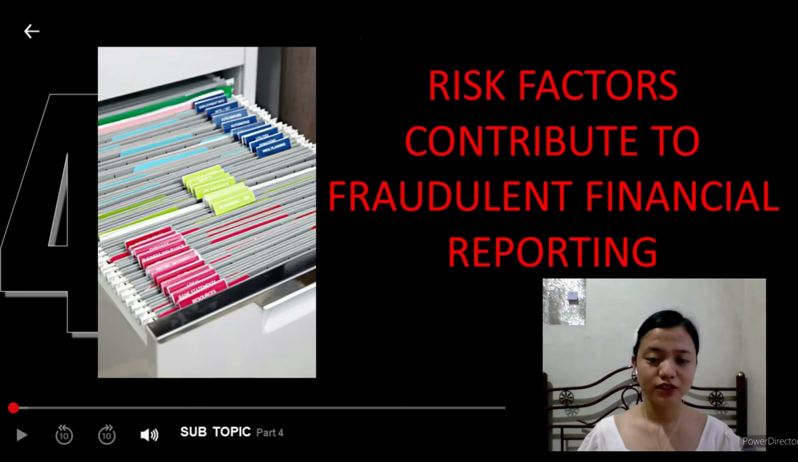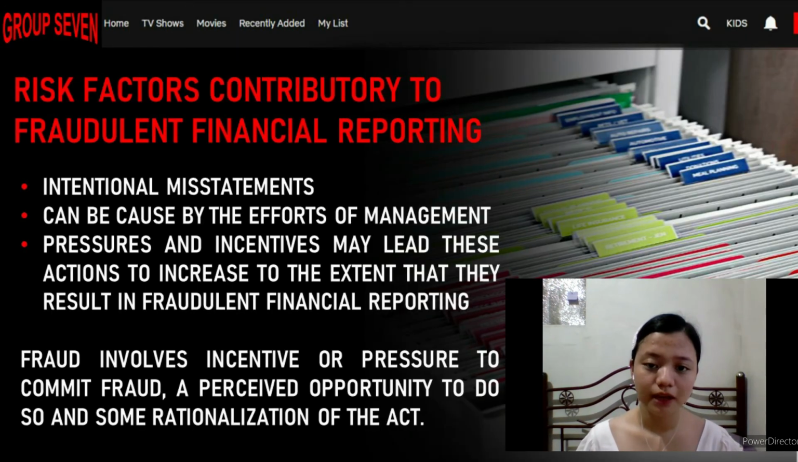Risk factors that contribute to fraudulent financial reporting. Fraudulent financial reporting encompasses purposeful misstatements, including omissions of amounts or disclosures in financial statements to deceive financial statement users. It can be due to the efforts of management to manage earnings in order to deceive financial statement users by influencing their perceptions as to the entity's performance and profitability.